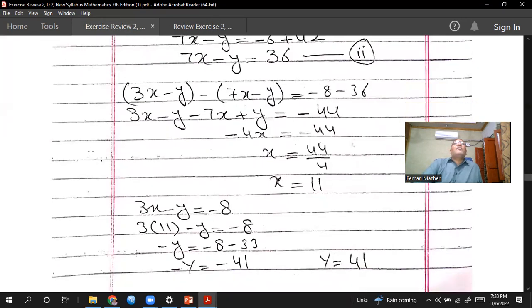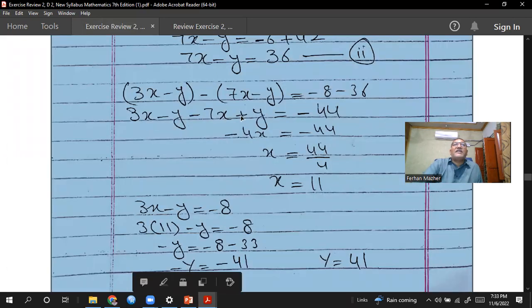So we will have 3X minus Y minus bracket 7X minus Y bracket close equals minus 8 minus 36. It will be 3X minus Y minus 7X plus Y equals minus 44. Minus Y plus Y will be cancelled. 3X minus 7X will be minus 4X equals minus 44. Minus minus will be cancelled. X will be equal to 44 divided by 4, and X will be equal to 11. So Carol's present age is 11 years.